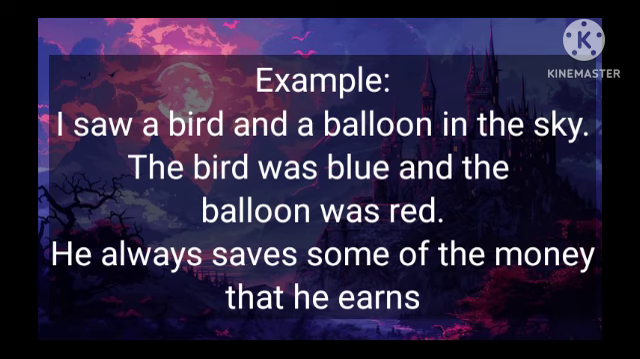A bird in a balloon are countable nouns. The bird in the balloon are specific countable nouns since it describes their appearance. Another example: he always saves some of the money that he earns.